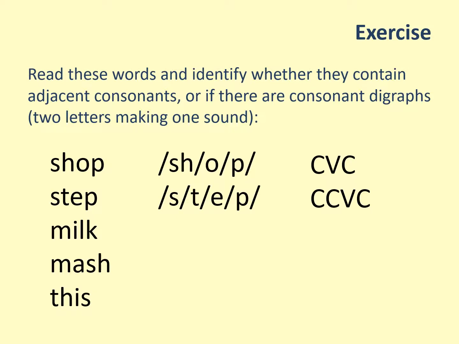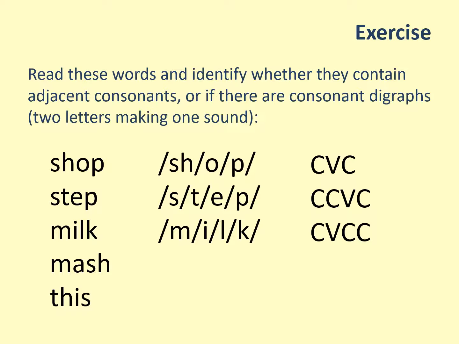M, i, l, k. Here we have a consonant, then we have the vowel i, and then we have 2 consonants together, l, k. But we are making those 2 sounds, milk. And if you're struggling to hear it, say the word and think about what your tongue is doing at the very end of the word. M, i, l, k. Milk. It happens very quickly, but your tongue is going in 2 different places to do the sound l and the sound k. So this is a CVCC word.